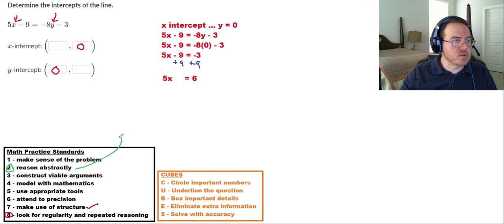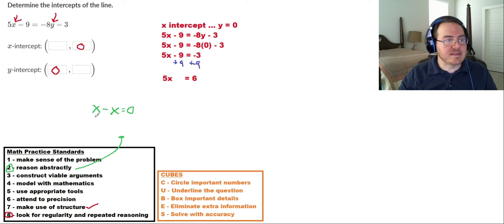So here's what I just used. So I know that anything subtracting itself is equal to 0. Another way to say that is that anything plus its opposite is equal to 0. That's the abstract reasoning we just used right here. Negative 9 plus 9 is 0, and that's what we wanted. We wanted to get rid of that so that 5x would be by its lonesome.